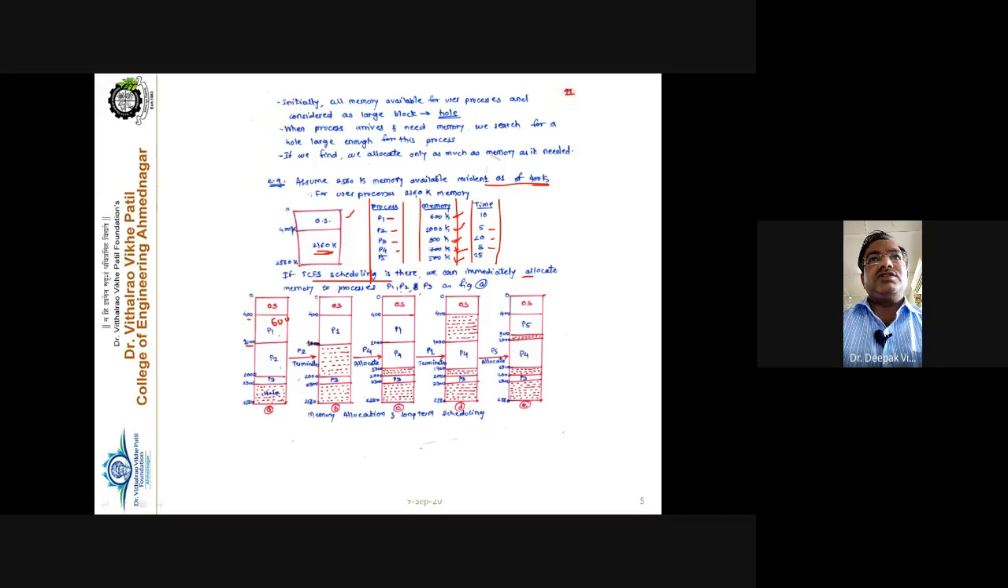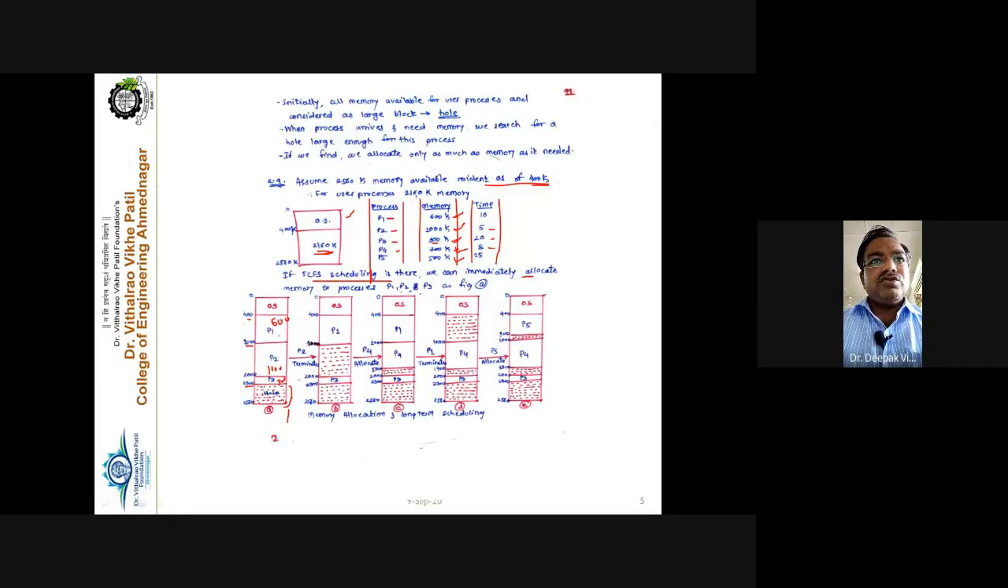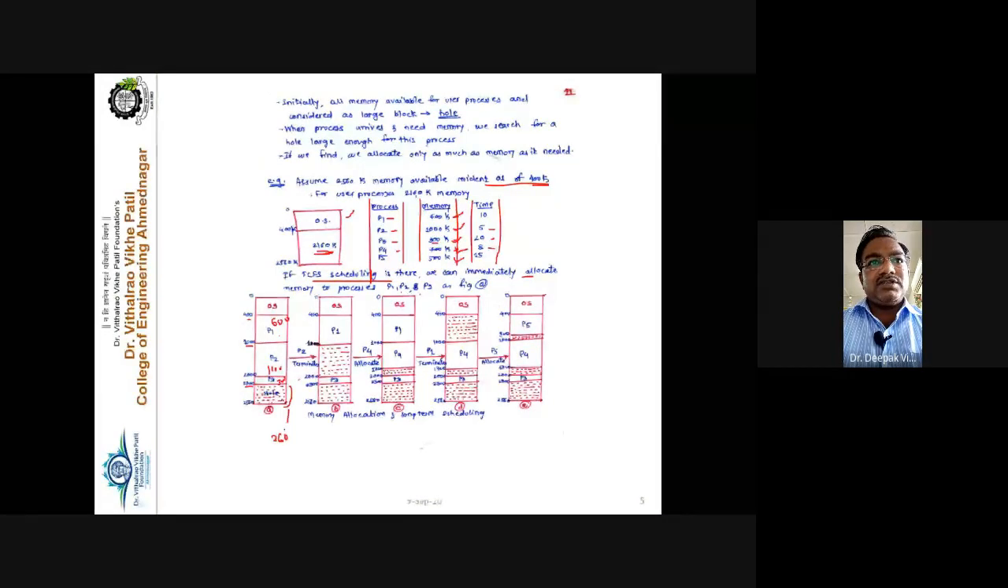From 1000 to 2000, P2 requires 1000K of memory, so 1000K memory is given to process P2. The next, 300K is required for process P3, so from 2000 to 2300, this 300K memory is given to process P3. And now see what the size of the hole is. The hole size is 2560 minus 2300, which comes out to be 260, correct? That is the size of the hole.